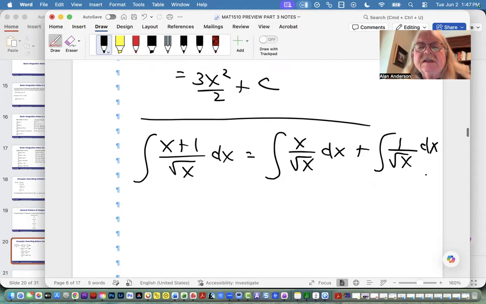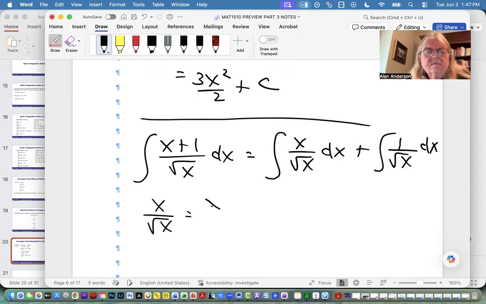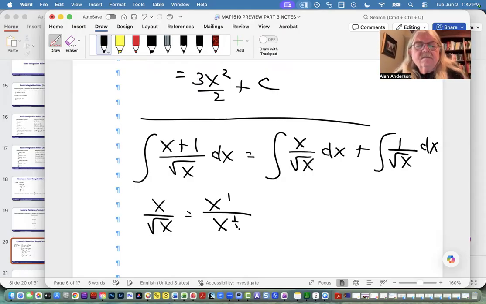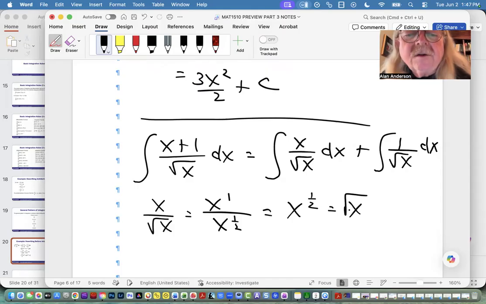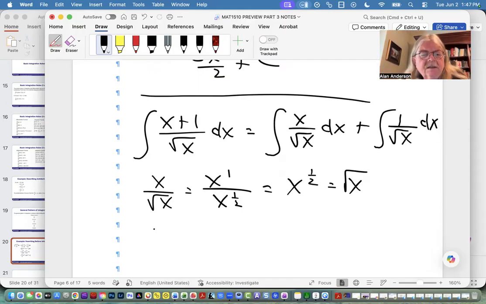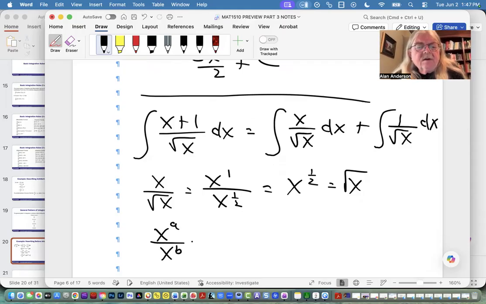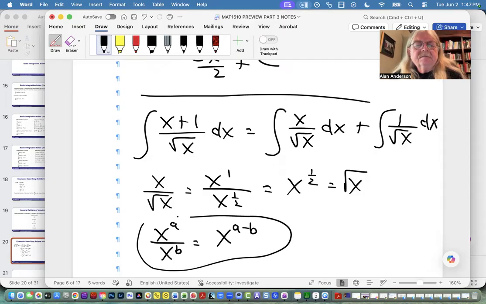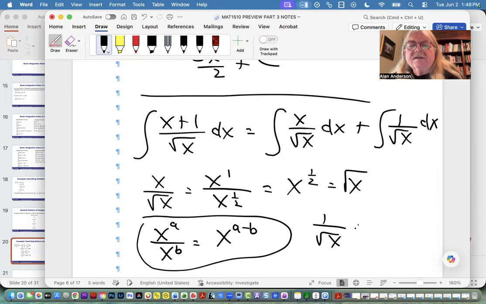And why are we doing this? Because you can see that in the first case, okay, so remember the quotient rule for exponents. If you have x to the a power over x to the b power, that is the same thing as x to the a minus b. So that means this first expression is just radical x. In the second case, 1 over radical x means x to the minus 1/2 power.